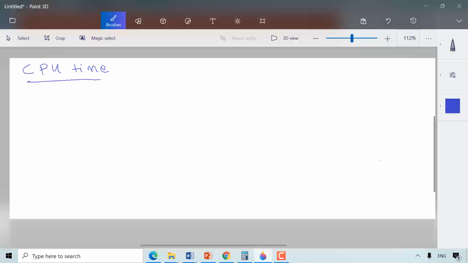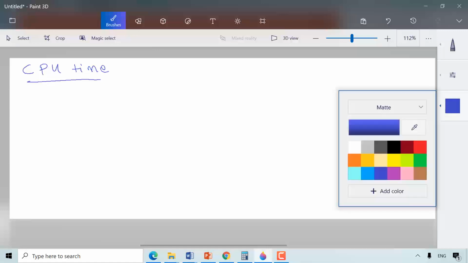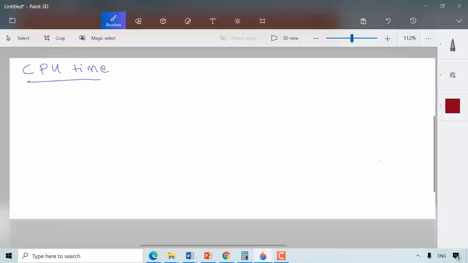So the question is how to compute CPU time. Let's give an example, and with this example, we'll see how we can compute that CPU time. Suppose I have a program that consists of a load word, add, subtract, and then a store word. This is a program of four instructions.